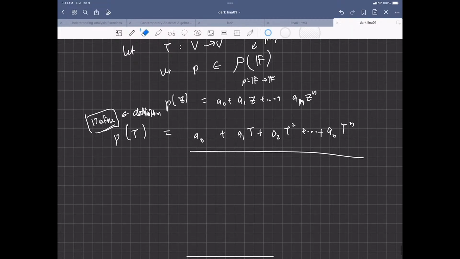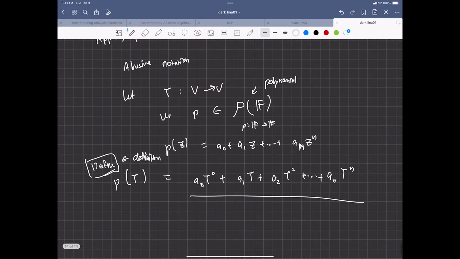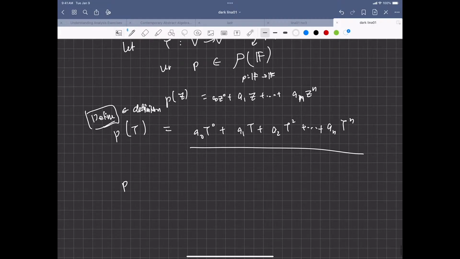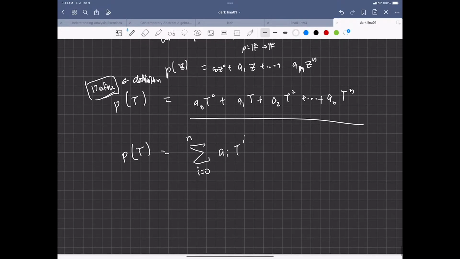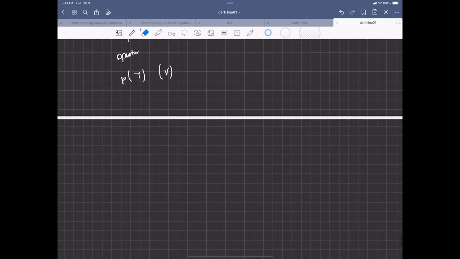So again, what is going on here exactly? This is T to the 0, just like this is z to the 0. In summary, we're basically doing a_i T to the i, where i ranges from 0 to n. So this is an operator. p of T itself is an operator, which you can apply on vectors. And so we now want to see an interesting example of such a differentiation operator.